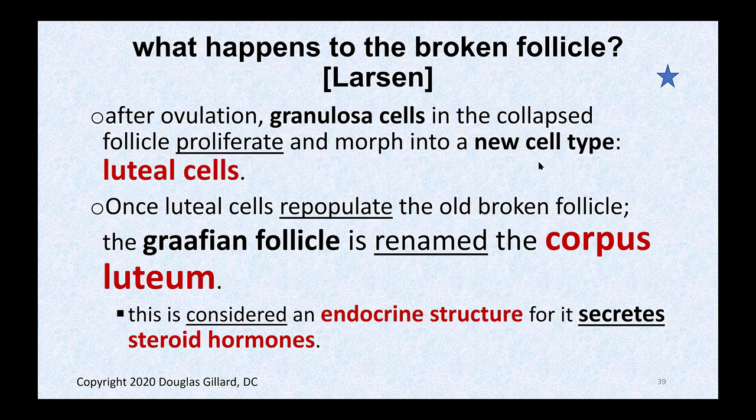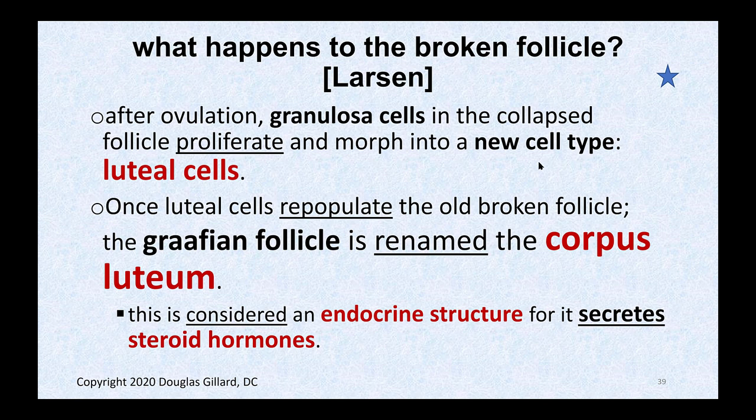All right, now this is important too. What happens to the graafian follicle that just shot out its secondary oocyte? Now it's just kind of a dead bag of cells, right? No, it actually is very, very important. Those granulosa cells will morph, and I cut all those slides out. We don't need to know that. But the granulosa cells have morphed into a new cell type after ovulation occurred, and they become luteal cells. The luteal cells have kind of repopulated and taken over that dead graafian follicle. That dead graafian follicle now gets a new name, and it's called the corpus luteum.